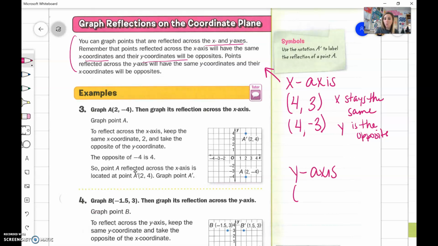Okay, so what do you think is going to happen if we go across the y-axis? You're right. What is going to happen? So if I have 4, 3, guess what's going to happen? So my y is now going to stay the same, which would be this one, and my x is going to be the opposite, which would now be -4. That's just the reflection across the x and y axis.